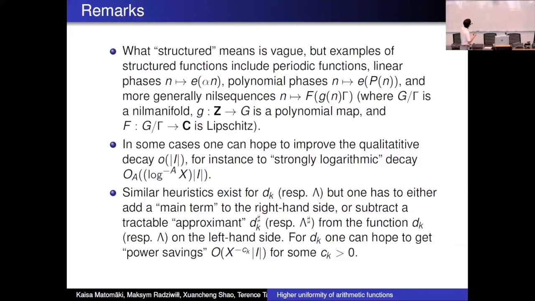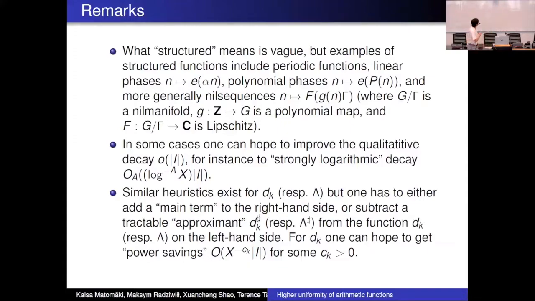And instead of taking this function e, you take some Lipschitz function on the new manifold. And these give you more general structured functions. They're roughly the same thing as bracket polynomial phases, where instead of things like e of alpha n squared, you take maybe e of integer part of alpha n times beta n, something like that. But I don't want to focus too much on the precise definition of these null sequences, but just think of them as more general versions of polynomial phases.